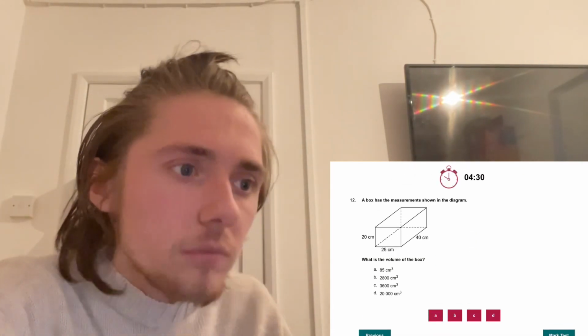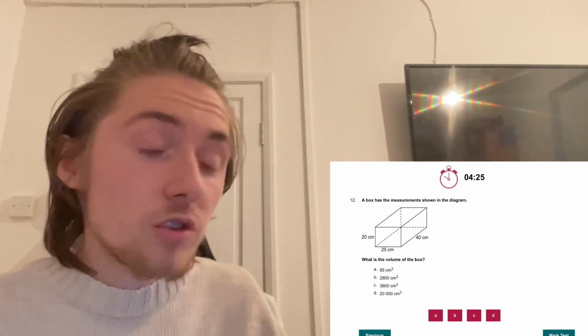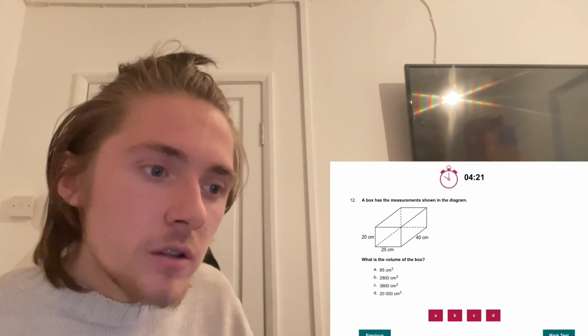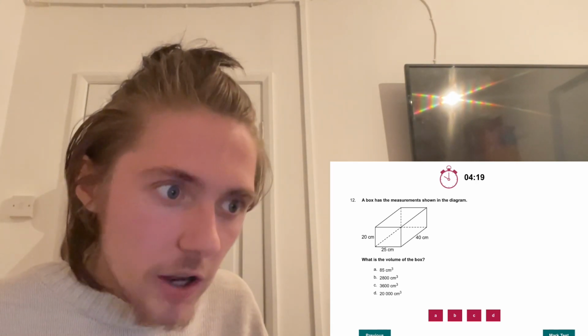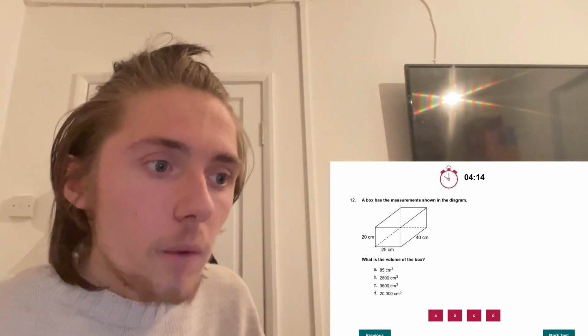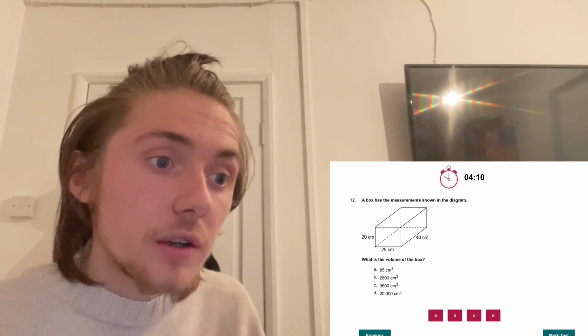Okay. The last question, everybody. A box has a measurement shown in a diagram. What is the volume of the box? So are we timesing 20 times by 25? Is that the question? Are we allowed to use a calculator? So we've got 200. Are we doing 25 times 40? Is that what we're doing?